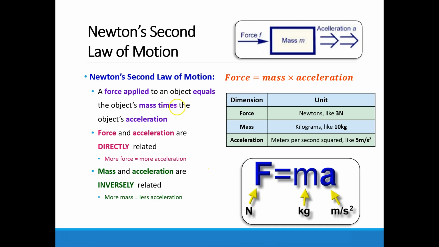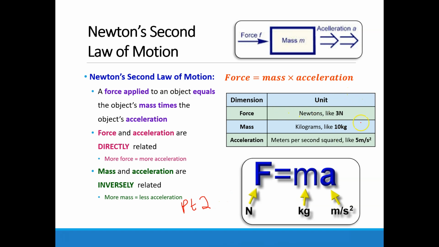Okay, so Newton's second law of motion says that force is mass times acceleration. So force and acceleration are directly related, but mass and acceleration are inversely related, right? So when there's more mass, there's actually less acceleration, which is going to be important for part 2 of our question when we add more mass to the motorcycle.